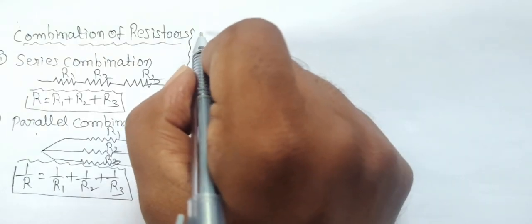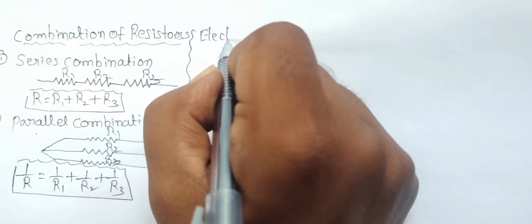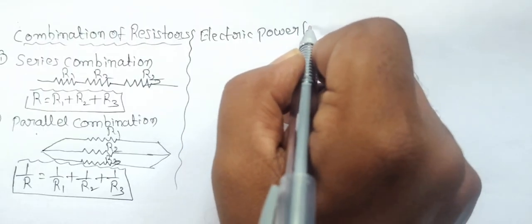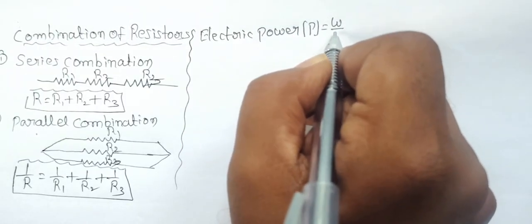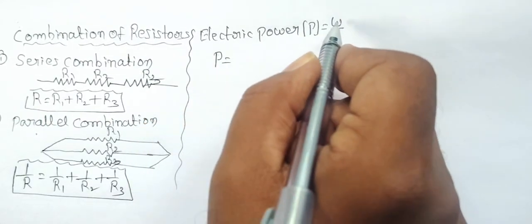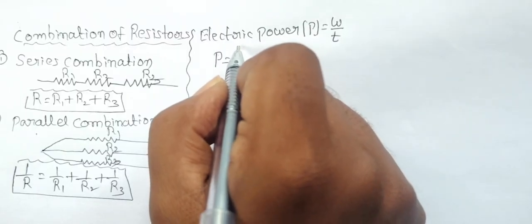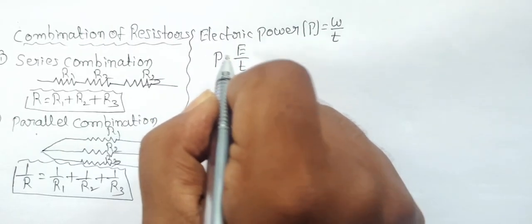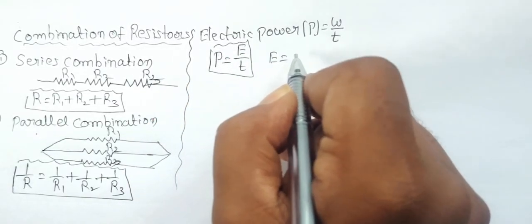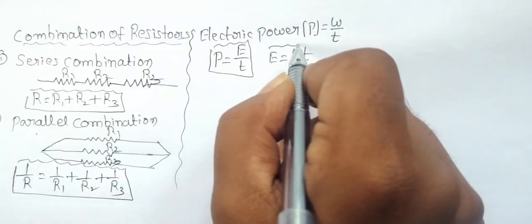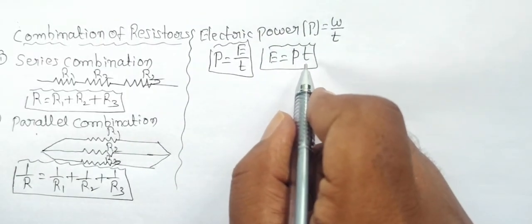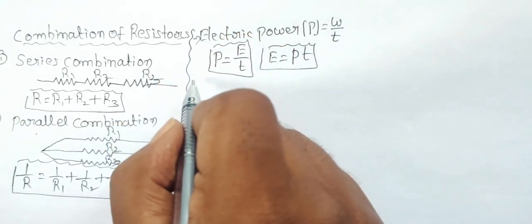Next we will go for electric power. Power is equal to work by time. Work is in the form of energy, so we can also write E by T, where E means energy. E is equal to P into T. Energy is equal to electric power into time.